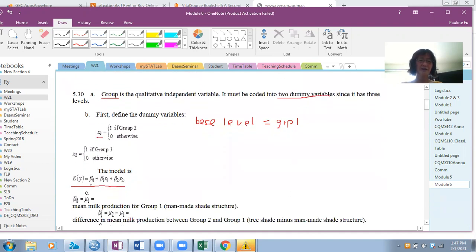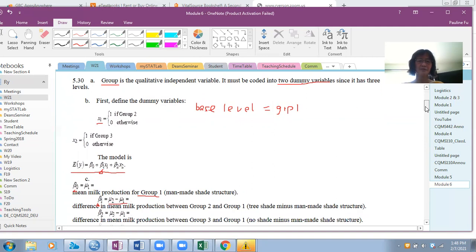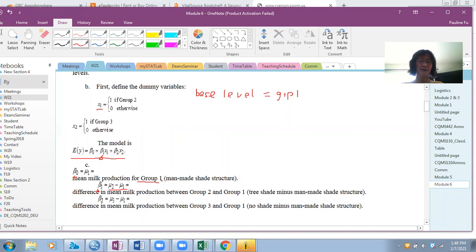So what is beta 0, beta 1, and beta 2? Okay. Beta 0 is the mean milk production for group 1, because group 1 is the base level. Okay. And then what is the meaning of beta 1? So beta 1 is the difference between mu2 and mu1. Mu2 and mu1 means it is the difference between group 2 and group 1. That is beta 1.